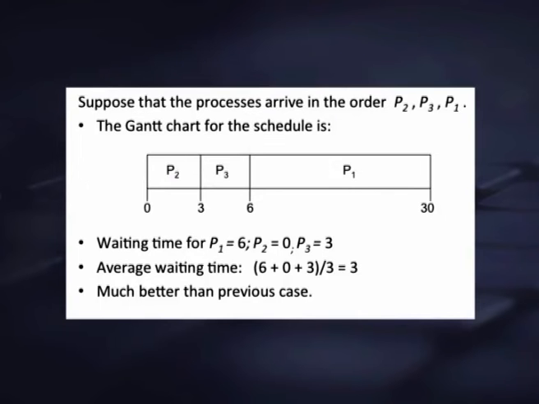But if the arrival sequence of these processes changes to P2, P3 and P1 as shown in this next figure, the average waiting time decreases drastically. This is called the convoy effect, in which other processes wait for a long time for completion of a CPU bound process.